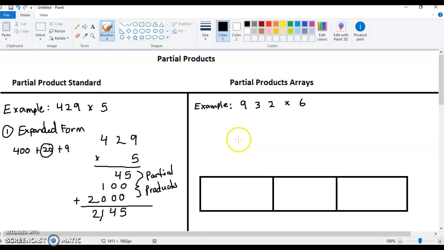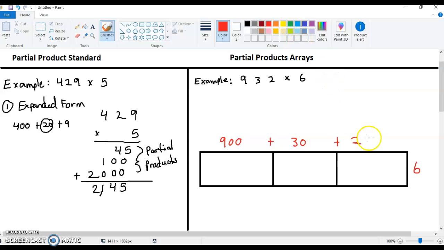So let's take a look at the next one over here. The other way that is being shown to us in our textbook or our curriculum is known as an array. Arrays are kind of like a graphic organizer for numbers. So again, we have an example of 932 times 6. What I'm going to do is rewrite it in expanded form, but I'm going to write it over here with the array. So my large place value is 900, and I break that up into 900 plus 30 plus 2, and I'm going to multiply all of those times 6. So I'll put the 6 on the side.